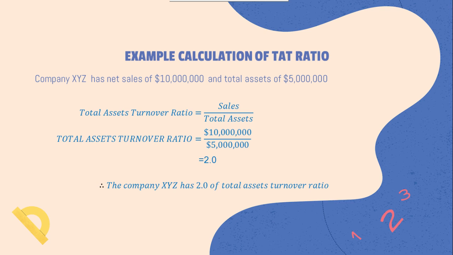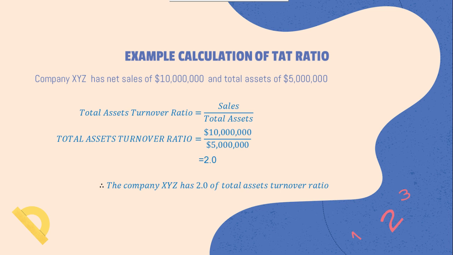And last kali kita akan tengok example of calculation of total asset turnover ratio. Dekat sini, company XYZ has net sales of 10 million and total assets of 5 million. Soalan dia straightforward. We will just fill in the blank. First, bubuh je sales, bahagikan dengan total asset. And we get the answer 2.